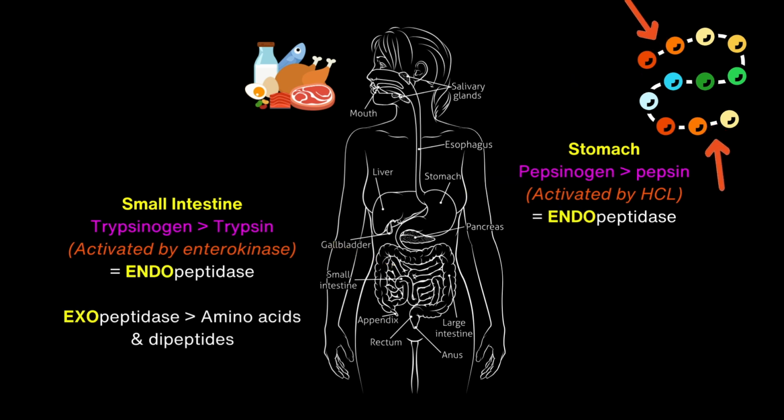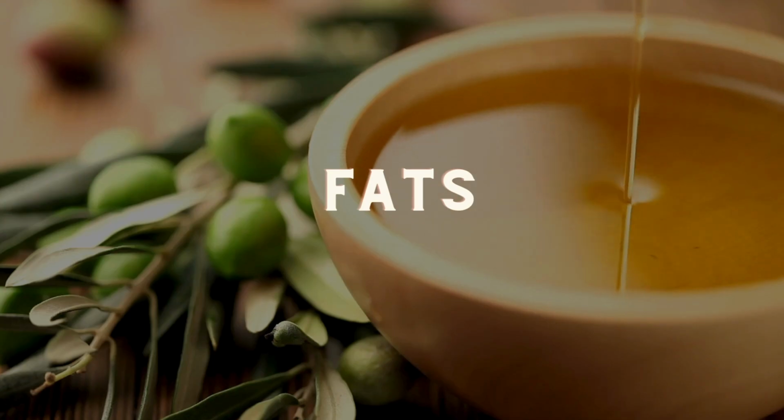So next is the exopeptidase, and this also happens in the small intestine, and this breaks down, remember, at the end, so it breaks down into amino acids or dipeptides. So the combined action of both endopeptidase first and exopeptidase helps to break down the polypeptide chains. If we now move on to fats, we'll see how they are broken down.